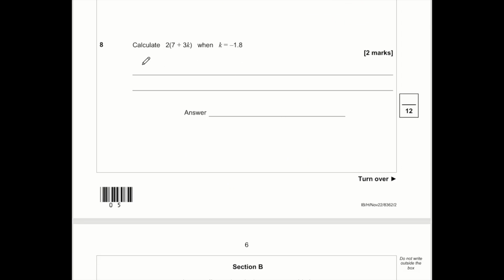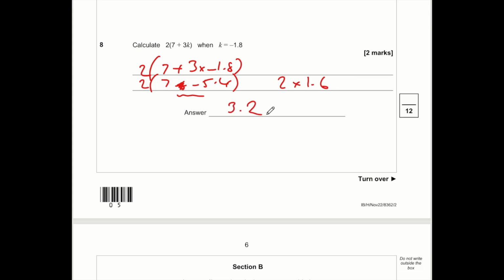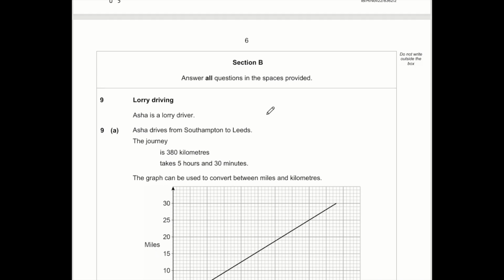Okay, so for this question we just need to substitute negative 1.8 into the formula. So it's 2 lots of 7 plus 3 multiplied by minus 1.8. 3 times minus 1.8 is minus 5.4. This looks a bit weird, but plus minus overall means minus. 7 take away 5.4 is 1.6, so that becomes 2 times 1.6, and the answer is therefore 3.2, and that is the end of section A.